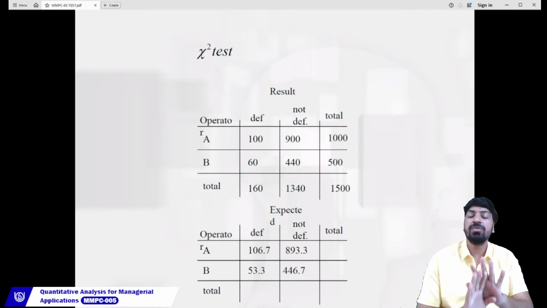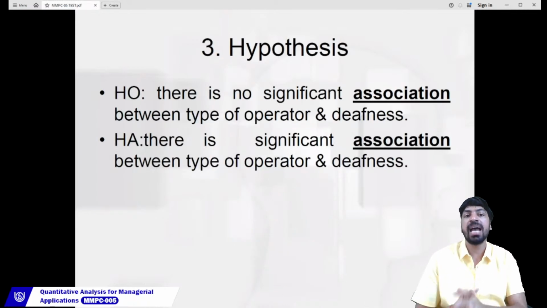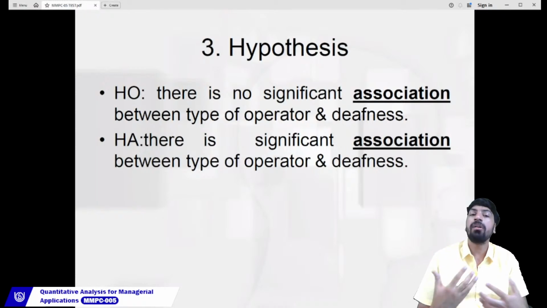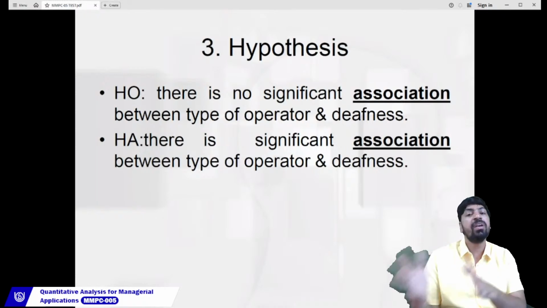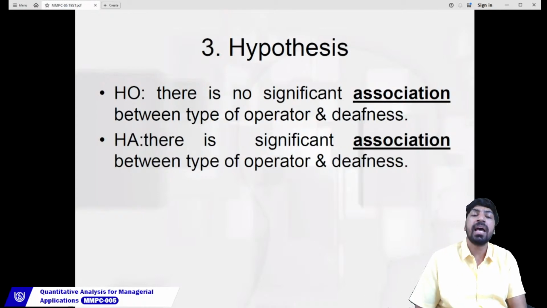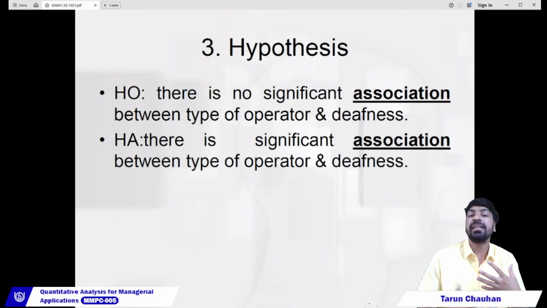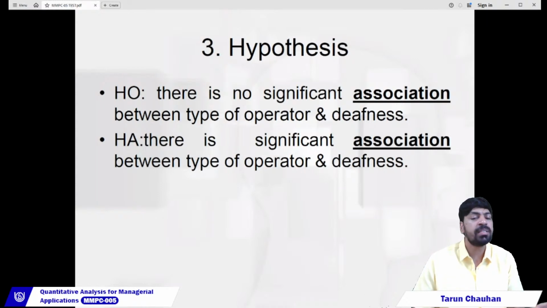Now, once you have calculated the expected frequencies, you must be aware of what your hypothesis statement would be. So this is the hypothesis statement which I already told in the beginning of this question. That is the null hypothesis: there is no significant association between type of operator and deafness, and the alternate, that is HA: there is significant association between the type of operator and deafness. So any of the hypothesis statements a researcher can make based on such a question.